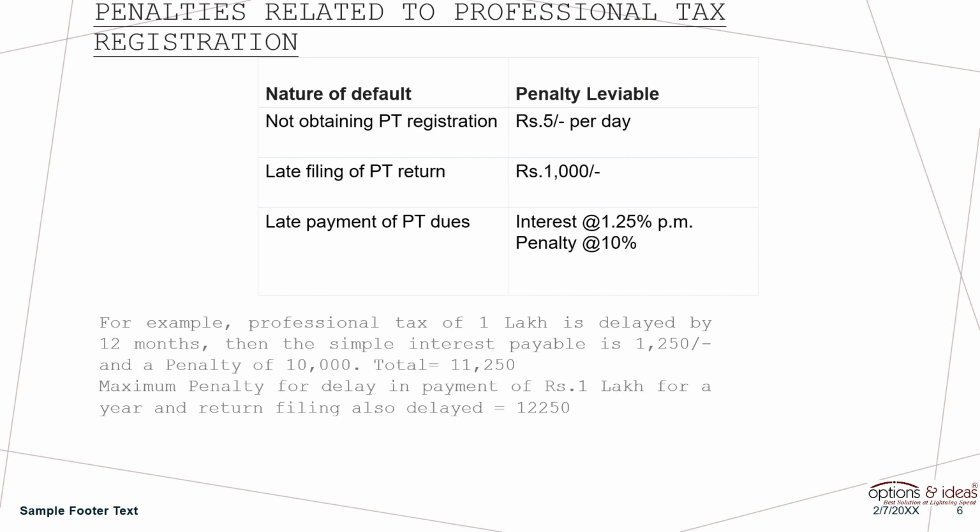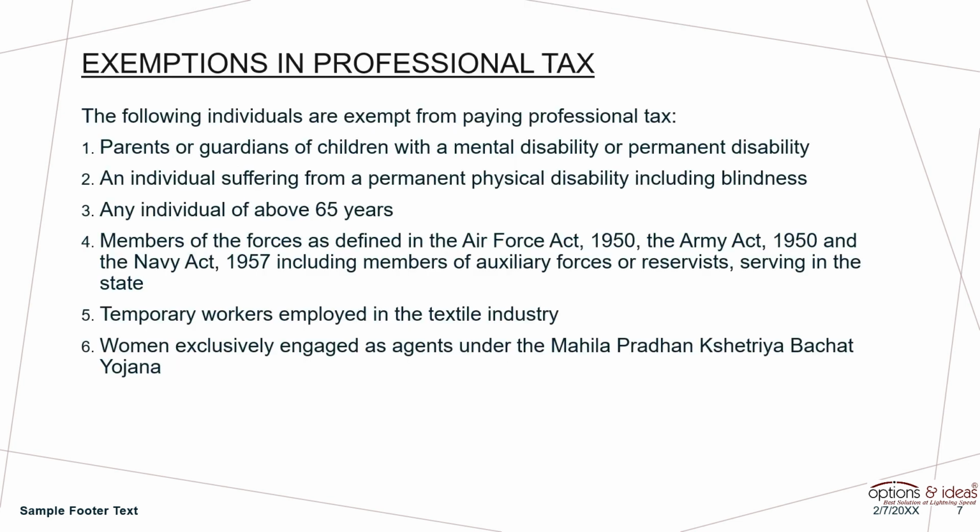See the table below. For example, professional tax of 1 lakh is delayed by 12 months. Then the simple interest payable is 1,250 and a penalty of 10,000. Total equals 11,250. Maximum penalty for delay in payment of 1 lakh rupees for a year and return filing also delayed equals 12,250.